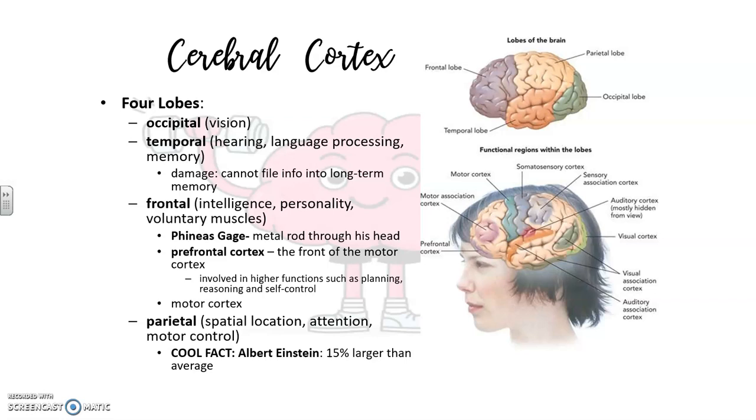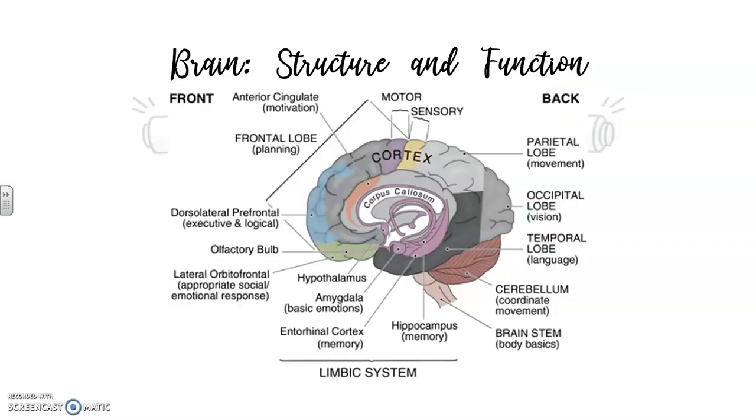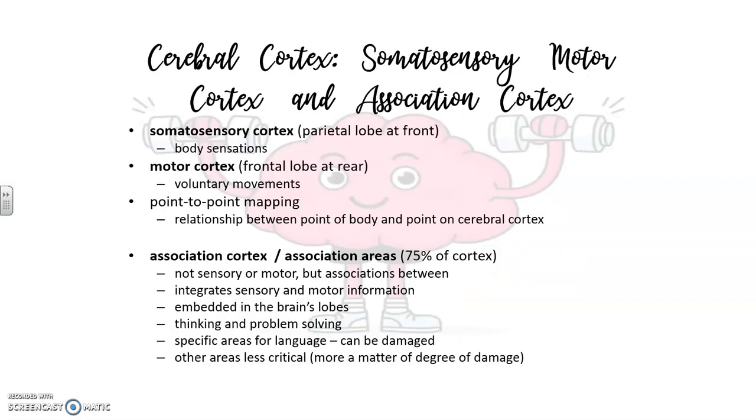And then our parietal lobe helps with spatial location, attention, motor control, and input for touch and body position as well. And a little cool fact, Albert Einstein's parietal lobe was 15% larger than any other normal human's, which is kind of cool. Again, here is a breakdown of where some of the things are, and again, a basic little diagram of what they do as well.